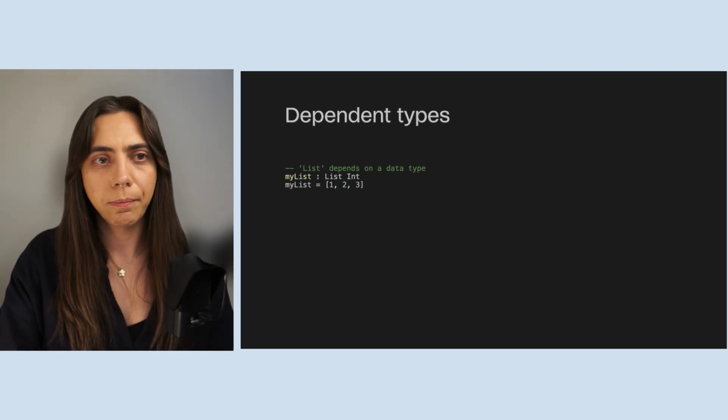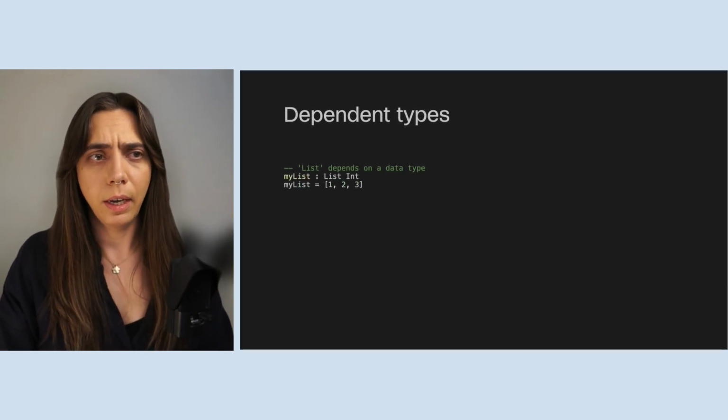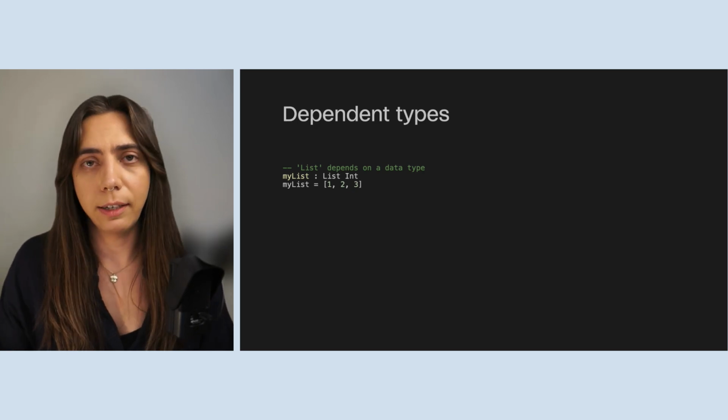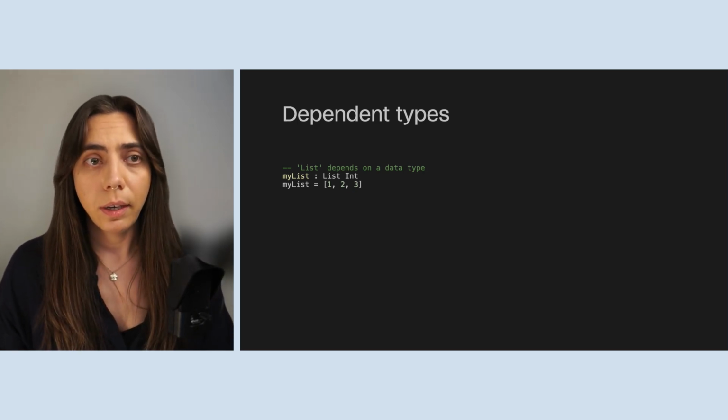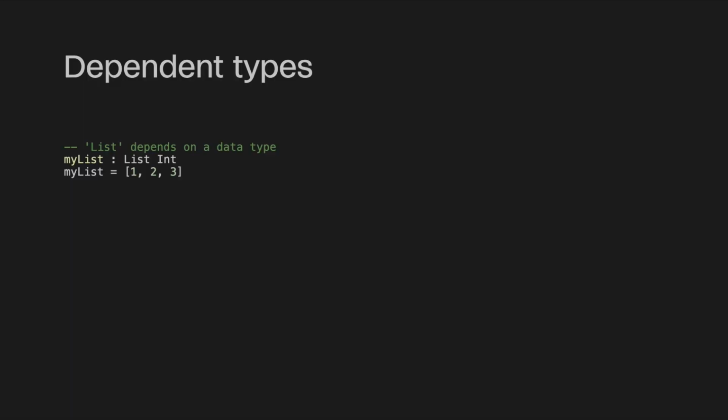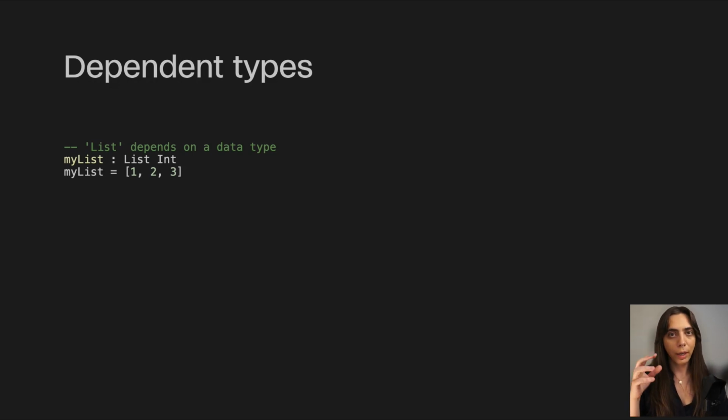So for instance, I have my list here, which is a list of integers, and it's just 1, 2, 3. But I could also have a list of bool, a list of string, and those are all different data types. You can think of list as a function that takes a data type as an input and then produces a new data type. And this is all well and good. We're all familiar with this.